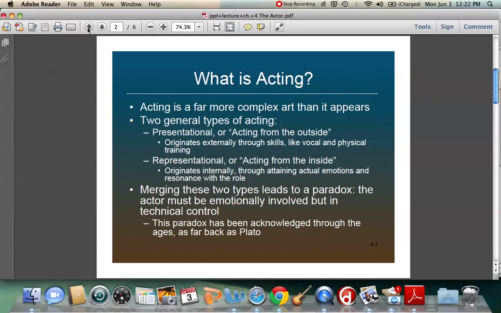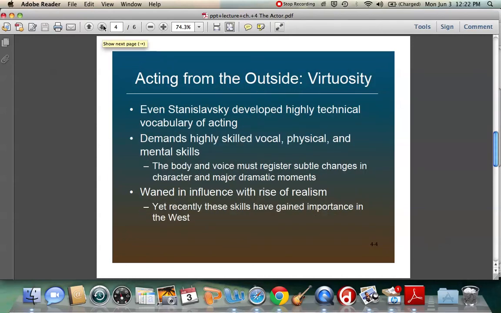So, like I say, acting is a far more complex art than it appears. Oh, I'm going backwards. Okay. So that was acting from the inside. Now, when we're talking about acting from the outside, we're talking about the vocal and the physical technique, the virtuosity.